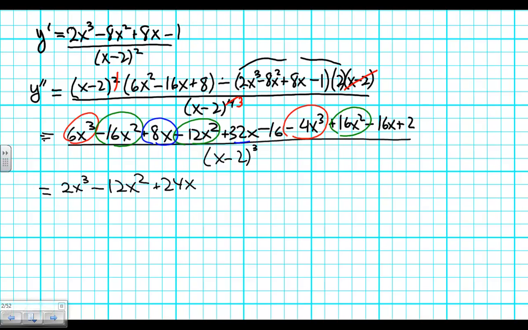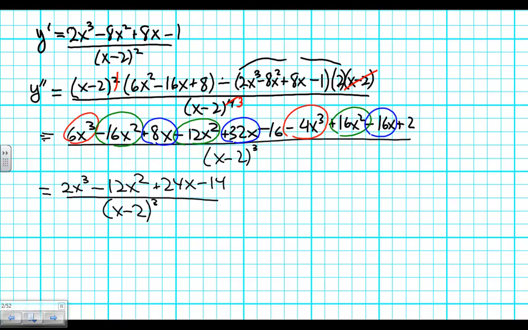We got them all? Yep, you're good. 40 minus 60, okay. And then our constant term is going to be negative 14. And all of that is... Simplify that.